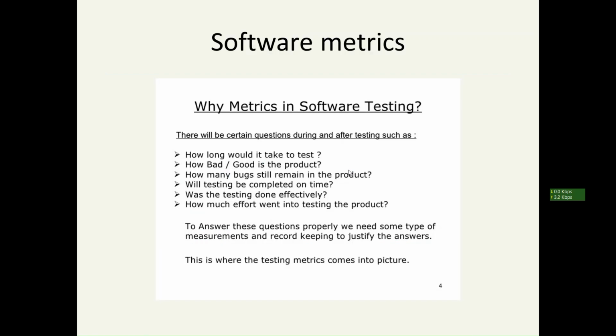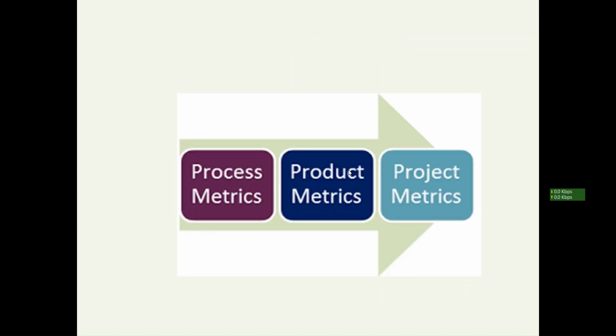Next, there are different metrics we gather during the test closure phase. Metrics are nothing but calculations to analyze various things: how far the testing went, how far the bugs went, whether we completed on time, whether the testing was done effectively, how much effort was spent, and whether it was a good or bad product. We gather such metrics during the closure phase. Let's see them one by one. There are three metrics: process metrics, product metrics, and project metrics.